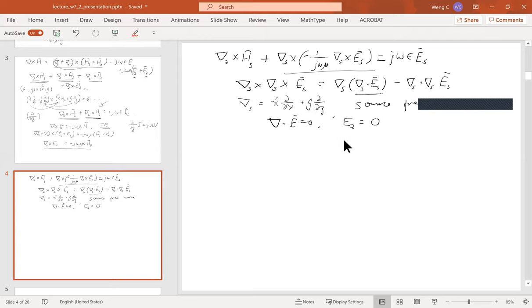Okay, so E_Z equals zero. Then it's quite clear that the divergence of E will be the transverse divergence of E_S. This is true because E_Z is equal to zero. And this has to be zero, which means that this has to be zero. So the double curl becomes something simpler.